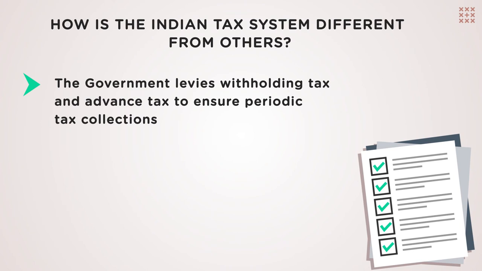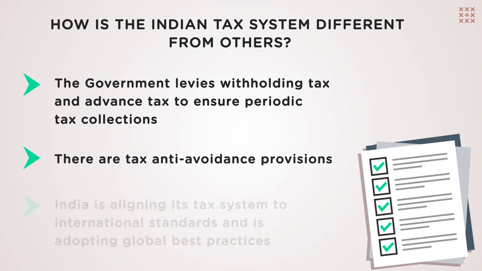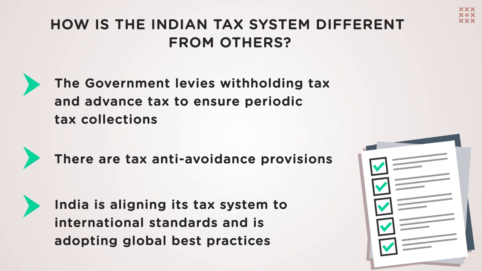The Government of India levies withholding tax and advance tax to ensure periodic tax collections, and there are various tax anti-avoidance provisions. The country is currently aligning its tax systems to international standards and is adopting global best practices.